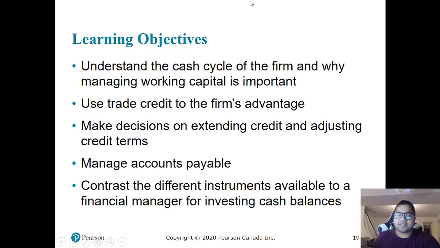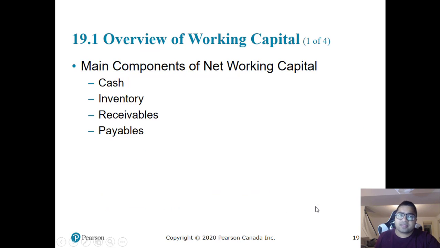The learning objectives that the chapter covers are understanding the cash cycle of a firm and why managing working capital is important. Use trade credit to the firm's advantage. Make decisions on extending the credit and adjusting the credit terms. Manage account payables. Contrast the different instruments available to a financial manager for investing cash balances.